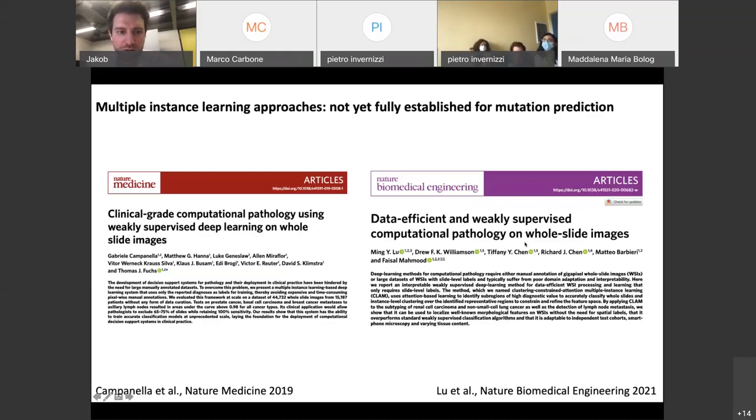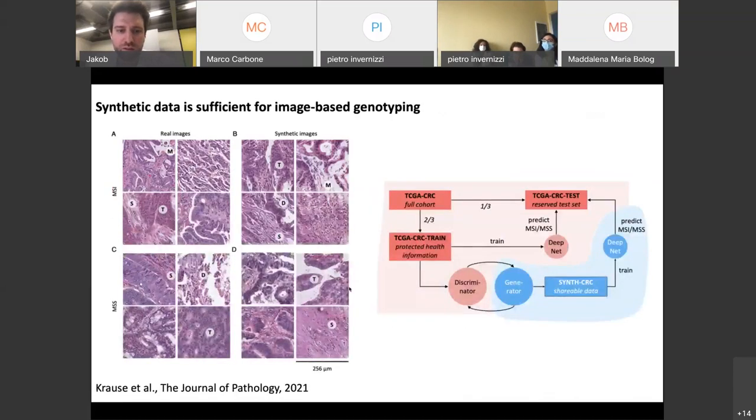And of course we are also using in our team these newer technologies nowadays. One thing that is always a problem is that data cannot be so easily shared. So one aspect that we are working on is to find out how we can share data and preserve the patient's anonymity.